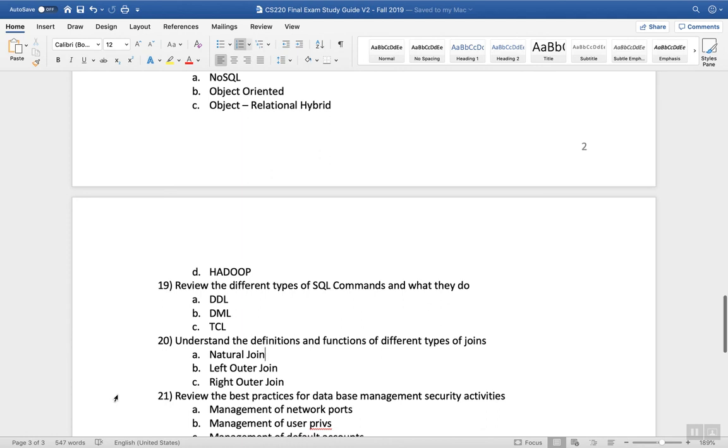You want to be familiar with the different types of SQL commands. There's the data definition commands, the data manipulation commands, and then transaction control commands. Remember, DDL is where we create the tables, or we drop tables, where we define the structure of the database. The data manipulation language is where we either insert data, or delete data, or update data, or select data and find data based upon queries.